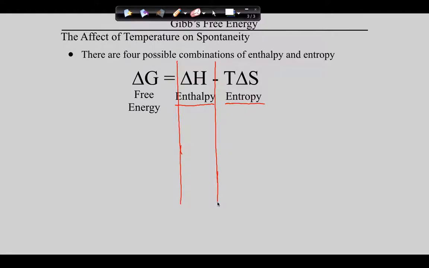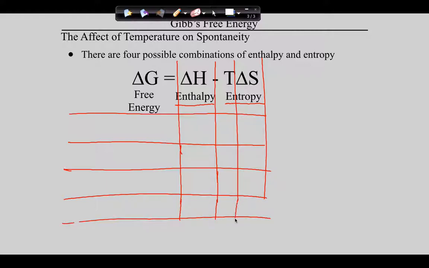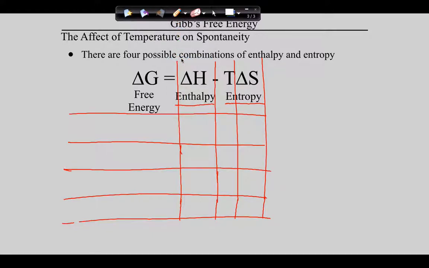Columns. Create a column underneath delta H and create a column underneath delta S, and then perhaps we can separate it this way into 1, 2, 3, 4. Sorry, this is kind of trailing down the board. 4 different spaces. You know what? We could even write over here a little bit.